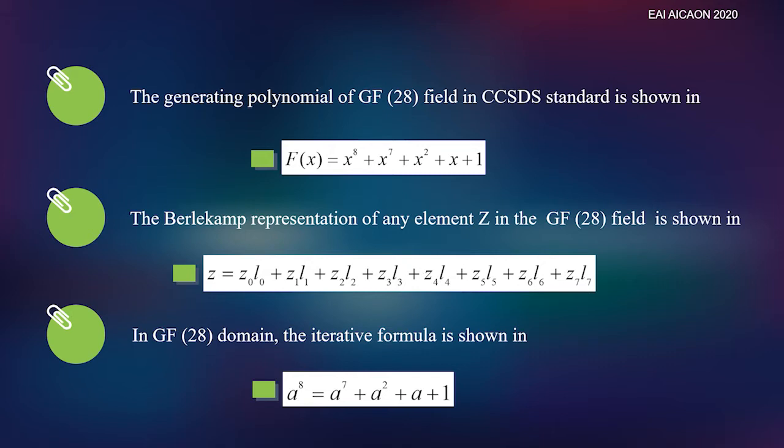We know that the key to implementing the polynomial dual basis multiplier is the generator polynomial in Galois field, which defines the iterative relationship between polynomial basis components. In the GF field, the iterative formula is shown in the second formula.